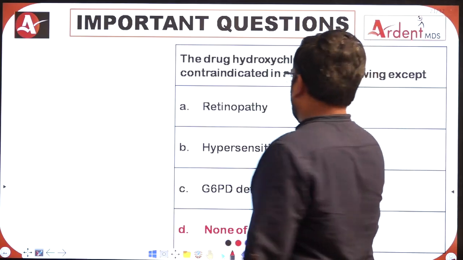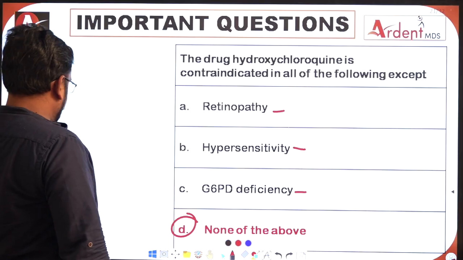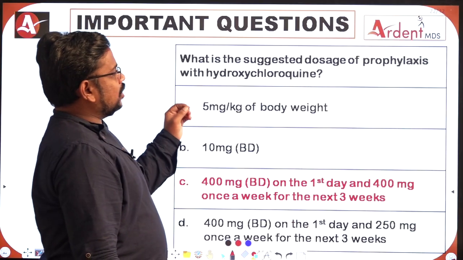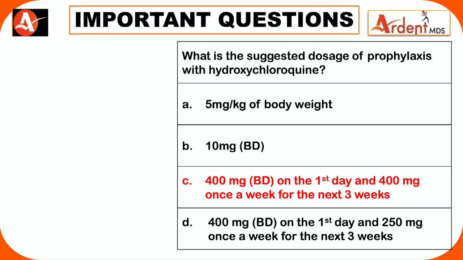The drug hydroxychloroquine is contraindicated in all the following except: retinopathy, hypersensitivity, G6PD deficiency. So the answer is none of the above. What is the suggested dosage of prophylaxis with hydroxychloroquine? Hydroxychloroquine is not used nowadays for prophylaxis, but in case the examiner asks based on the previous recommendation, then you can go for the third option: 400 milligram on the first day and 400 milligram once a week for the next 3 weeks.